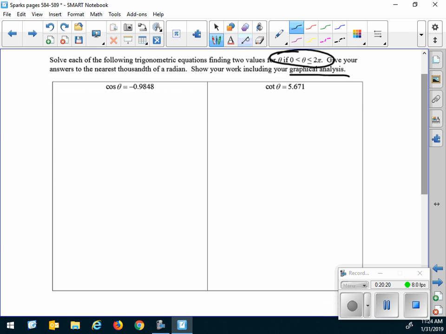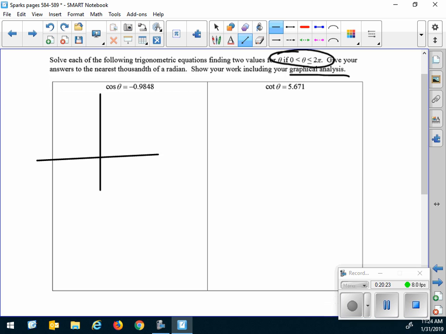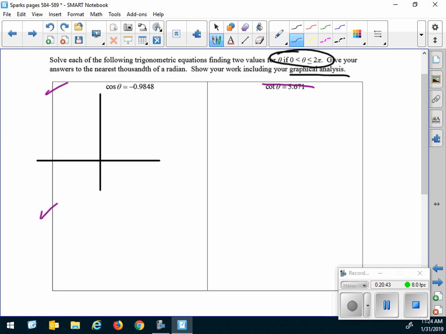Let's talk about your quadrants. What quadrants do we have to be in order for that equation to be true? Why 2 and 3? Good, because cosine is negative. How do I solve the equation? Cosine inverse. So theta equals cosine inverse of, now it's going to look like you're getting weird answers, but it's because you're in radian mode, so don't worry about it.